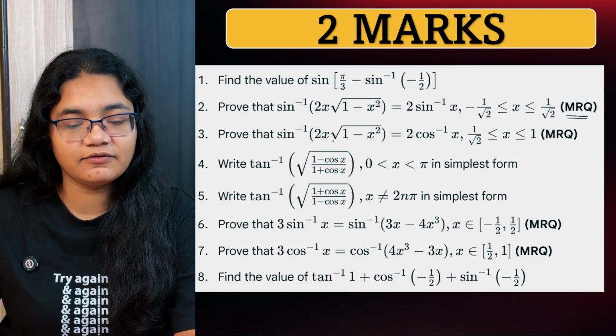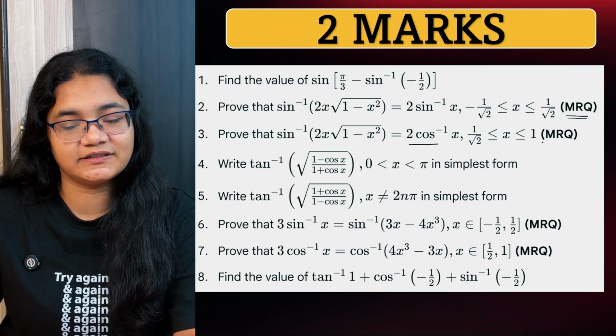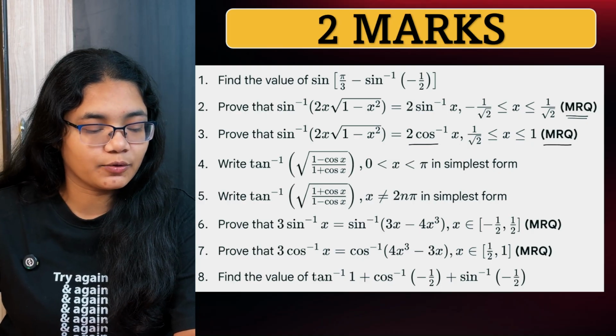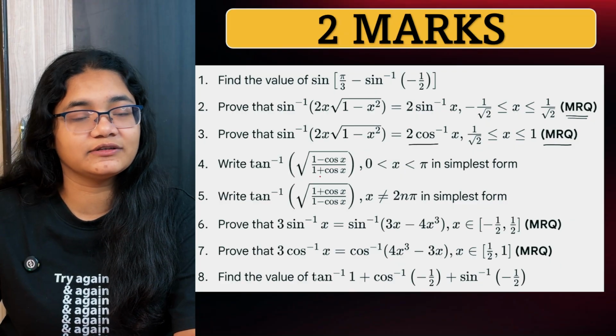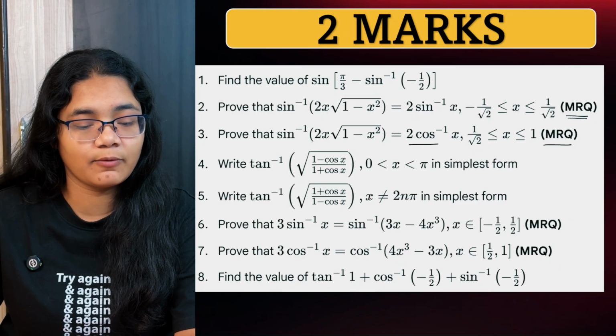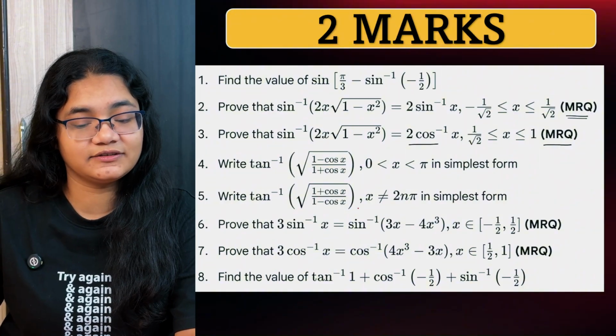Similarly, prove that sin inverse of 2x√(1 - x²) is equal to 2 cos inverse x. This is also a most repeated question. Next, we have: write tan inverse of √((1 - cos x)/(1 + cos x)) in its simplest form. Then write tan inverse of √((1 + cos x)/(1 - cos x)).